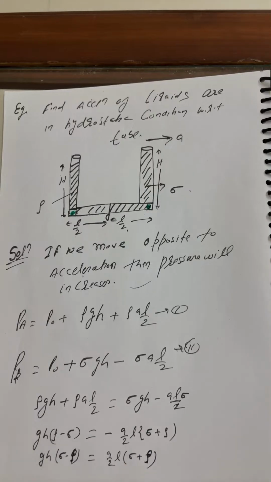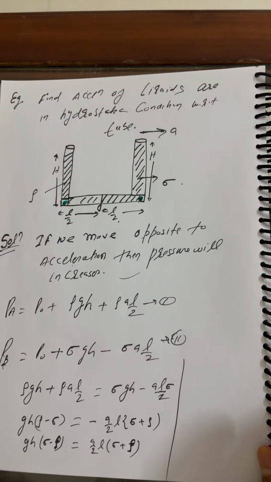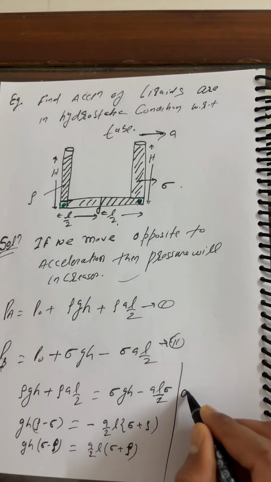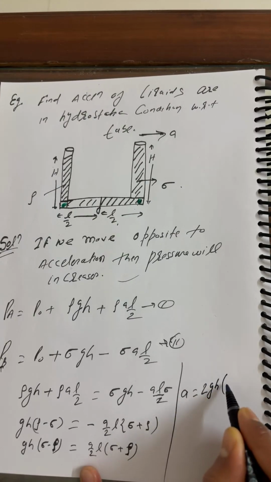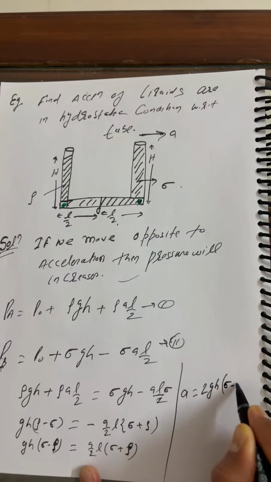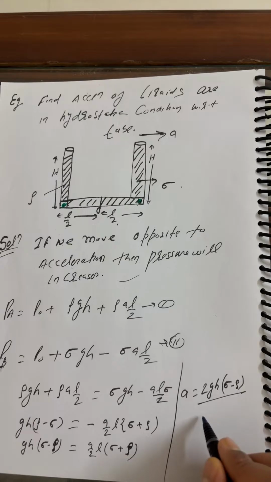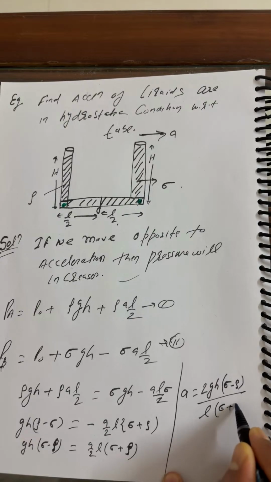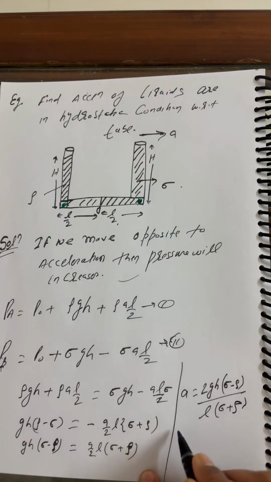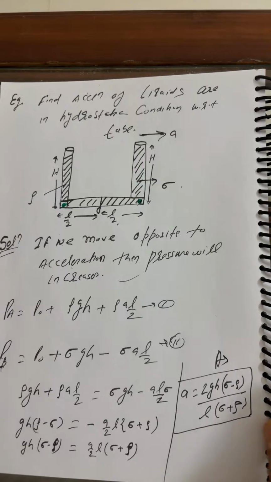We wish to find the acceleration here, so the final answer: A is equal to twice g h into sigma minus rho upon L times sigma plus rho. This is the answer you are supposed to write for this question.